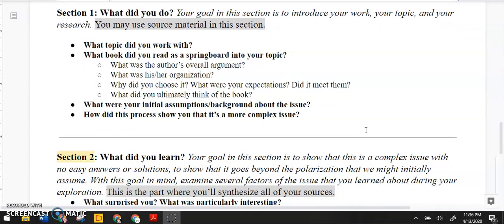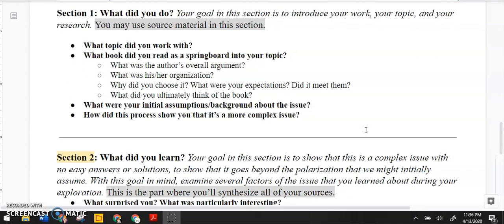Section 2 is what did you learn? Your goal in this section is going to be to show that this is a complex issue with no easy answers or solutions. It goes beyond the polarization that we might initially assume. And so with this goal in mind, we're going to examine several factors of the issue that you learned about during your exploration. And this is the part where you're going to be using your sources. This is the meat and bones of the paper.